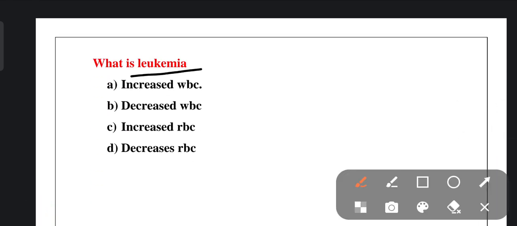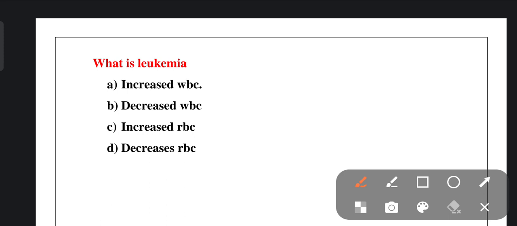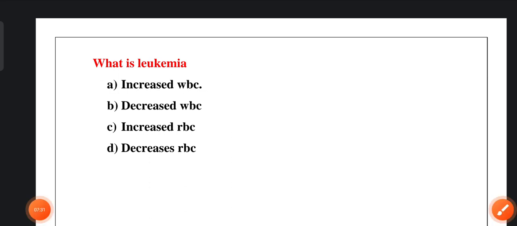Okay, what is leukemia? Is it increased WBC count, or decreased WBC count, or increased RBC count, or decreased RBC count? So what is leukemia? The correct option is increased WBC count. When the person has excessive WBC, this condition is called leukemia.